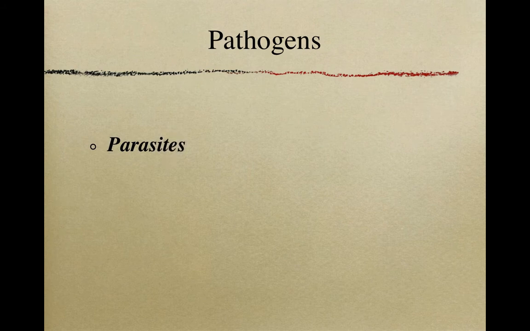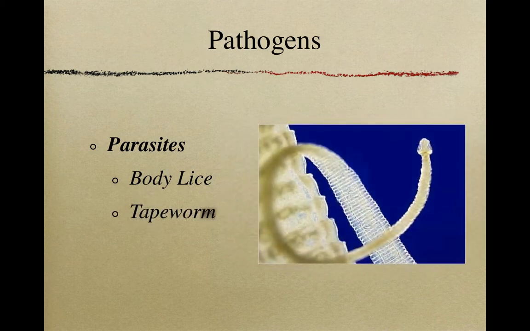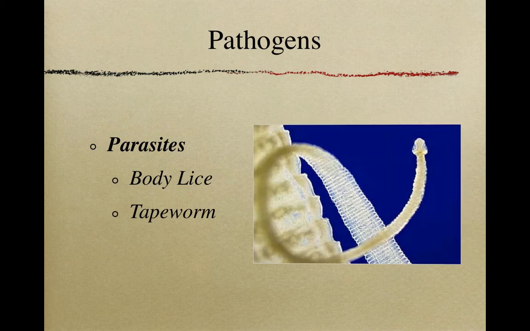Parasites are another type of pathogen. Now, parasites generally feed on parts of the body or feed with the body. So things like body lice and tapeworm. Tapeworm is a kind of parasite that ends up living in your intestines and actually feeding on the food that your body is trying to draw nutrients from. So that can really have a bad effect on you.